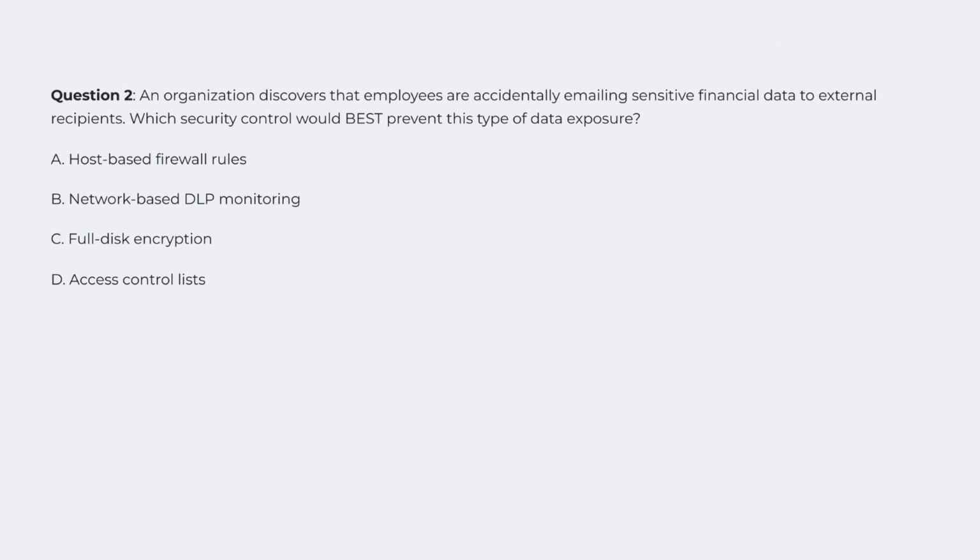Question 2. An organization discovers that employees are accidentally emailing sensitive financial data to external recipients. Which security control would best prevent this type of data exposure? A. Host-based firewall rules. B. Network-based DLP monitoring. C. Full disk encryption. D. Access control lists.